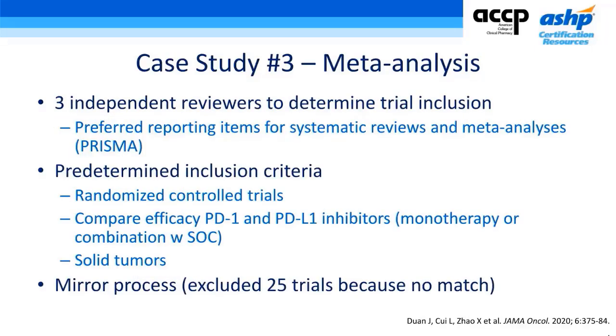They had 3 independent reviewers to determine trial inclusion, which I think is a very strong point. They used the PRISMA scoring for inclusion, for trial inclusion. Their predetermined criteria were randomized controlled trials in solid tumors comparing the efficacy of PD-1 and PD-L1 inhibitors as monotherapy or combination with standard of care. They did use a mirror process, and within that process, there were 25 trials that were excluded because they didn't have a match at all.